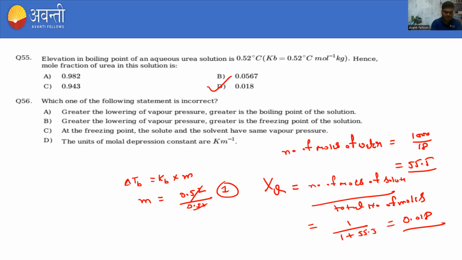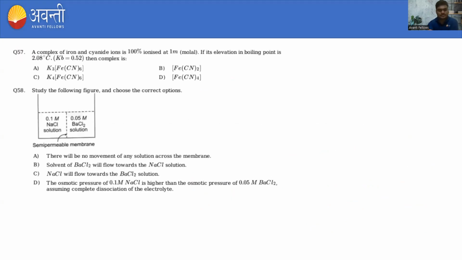Now, move to the next question, that is question number 56. What does question number 56 ask? Which one of the following statements is incorrect, right? Greater the lowering of vapor pressure, greater is the boiling point. No, greater the lowering of the vapor pressure, greater is the freezing point. So yeah, this is the correct one. That is, the greater the lowering of the vapor pressure, greater is the freezing point of the solution.